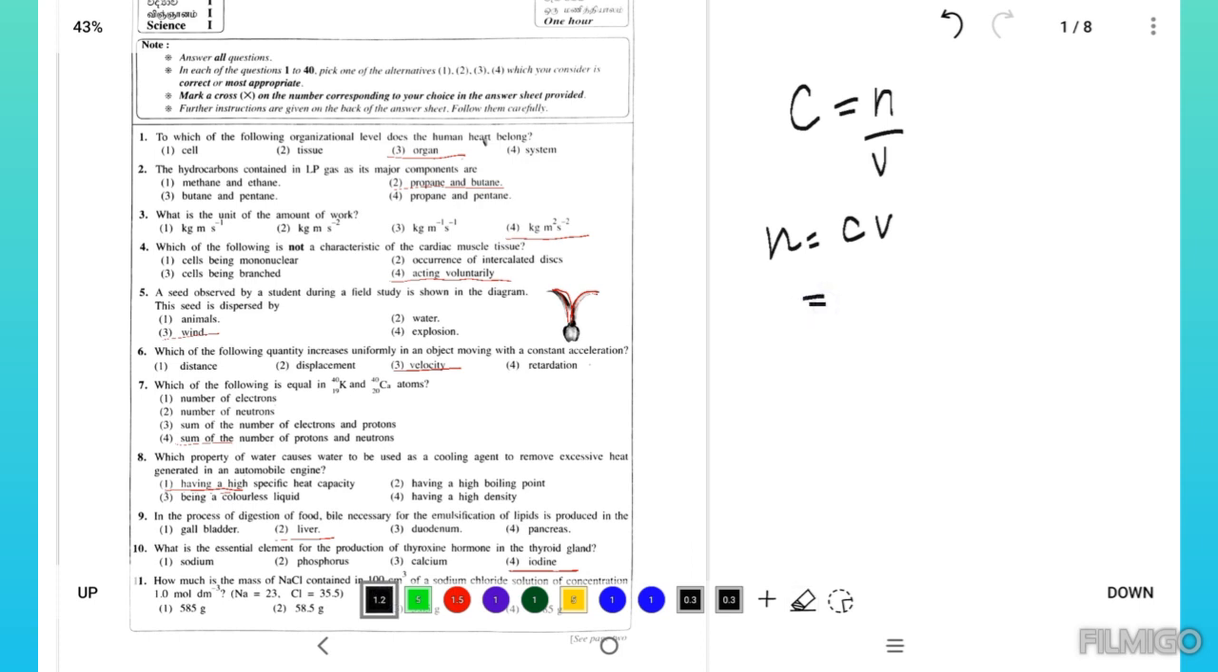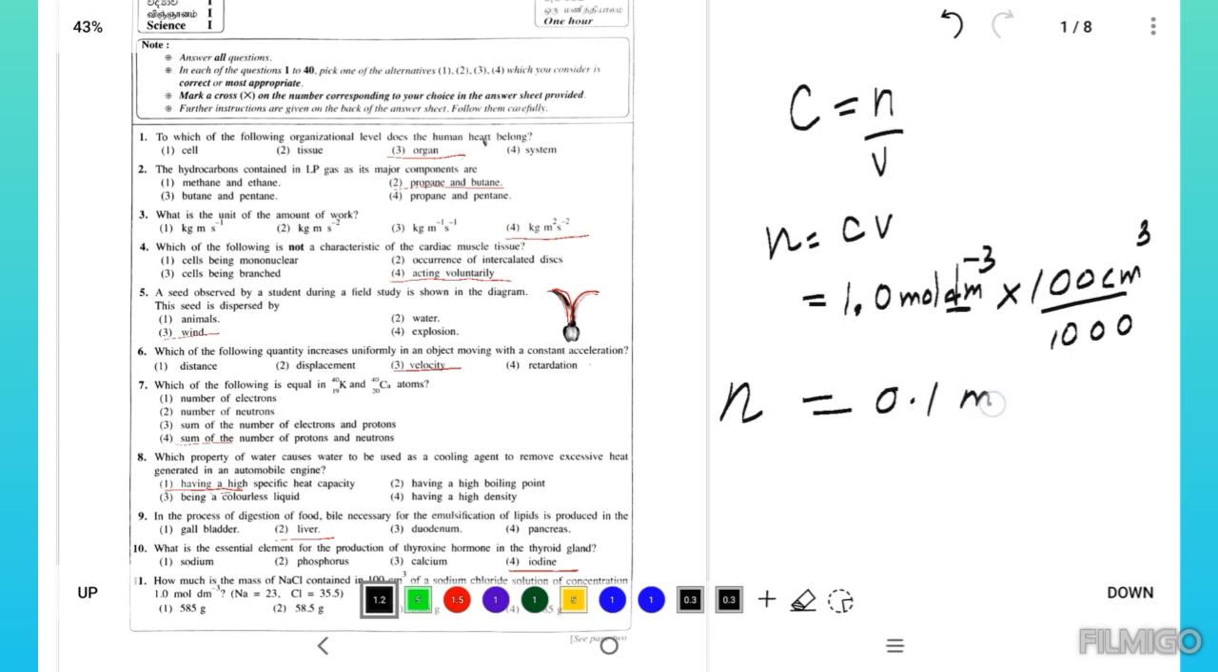So concentration, that is 1.0 mole per dm cube. And volume, it is given in cubic centimeters. Since this is cubic decimeters here, we have to convert into cubic decimeters. For that we have to divide 100 cubic centimeters by 1000. Then the number of moles of NaCl is equal to 0.1 moles.